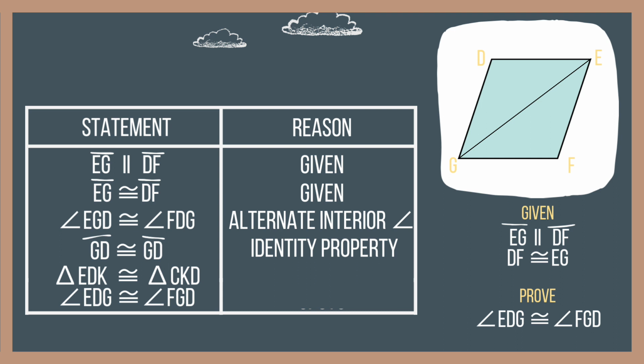So next statement, triangle EDK is congruent to triangle CKD. The reason is, okay, SAS postulate or side-angle-side postulate, since we proved that the triangle EDK has two sides and an included angle that are congruent to the two sides and an included angle of triangle CKD. That's why it is the SAS postulate.